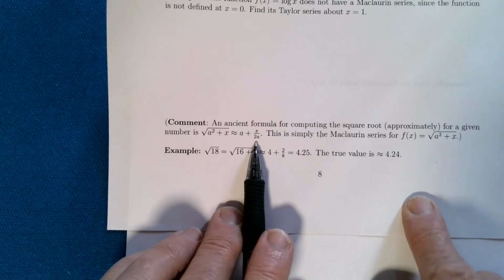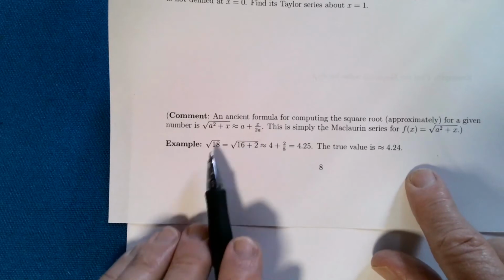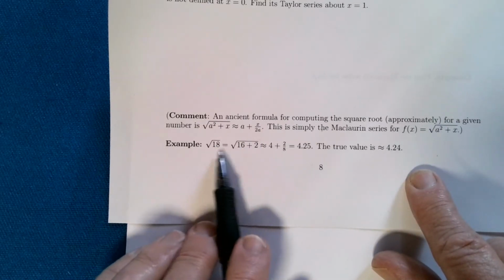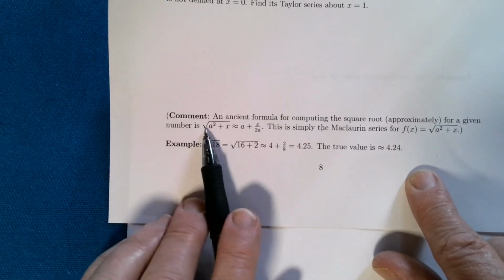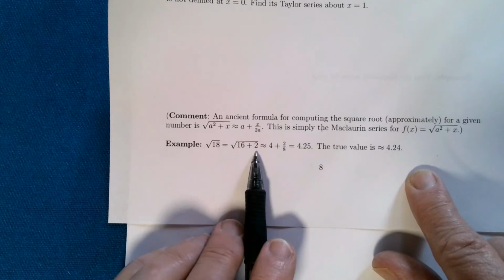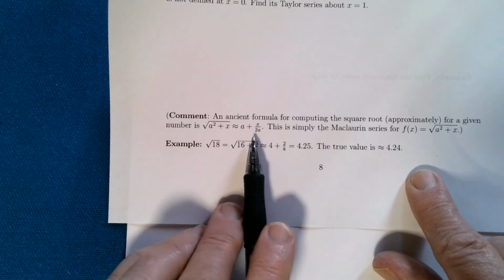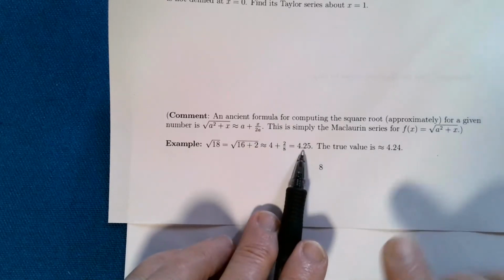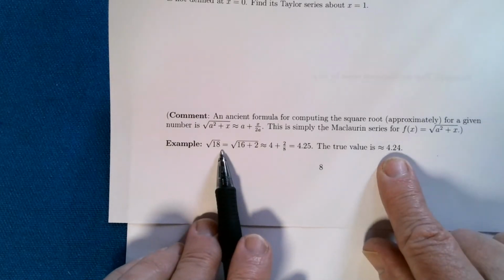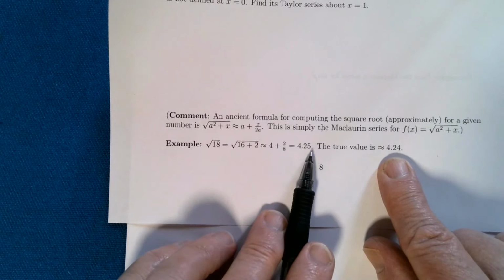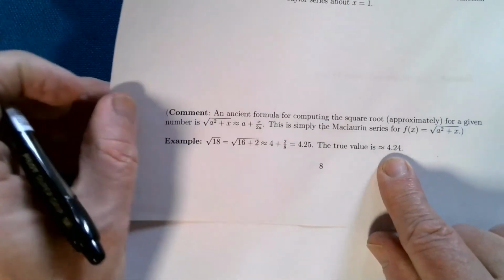Now this turns out in fact to be simply the Maclaurin series for this function. So for example, to work out root 18 quickly, you take the nearest square, that's 16, plus 2. So in this case your a is 4 and your x is 2. So you get a, which is 4, plus x over 2a, that's 2 over 8, which gives 4.25. And if you check it on your calculator, the square root of 18 is about 4.24. So it's out by 1 decimal place. That's one little application of the Maclaurin series.